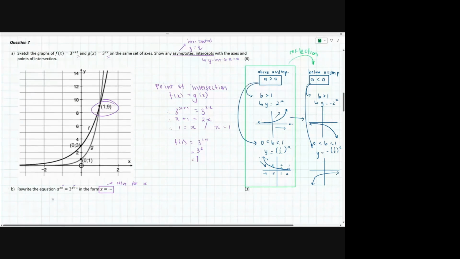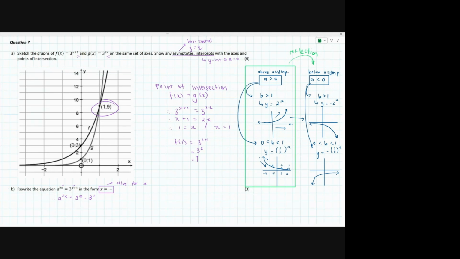So if we think about this, a to the power 2x is just a to the power 2x. It is what it is. But on the right-hand side, 3 to the power x plus 1 can be written as 3 to the power x times 3 to the power 1. Because remember, your exponent rules say that when we have the same bases and we are multiplying, we just add the exponents. So 3 to the power x plus 1 has come from me saying 3 to the power x times 3 to the power 1.